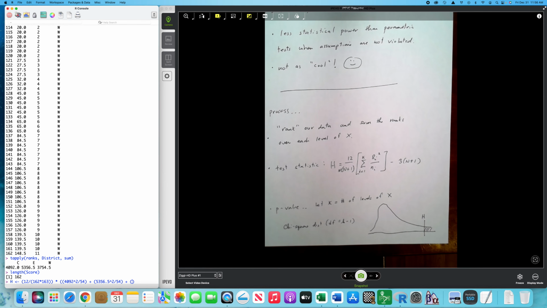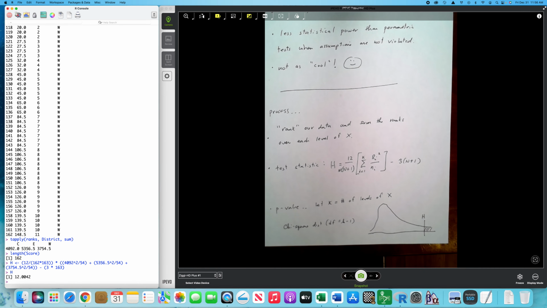And then 3754.5 quantity squared divided by 54. All right. And then I need to subtract 3 times n plus 1, so that would be 163. I hate doing this kind of stuff. But I just want to run through one of these for you.